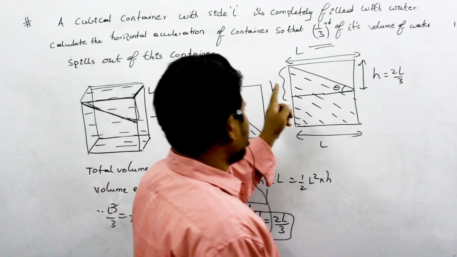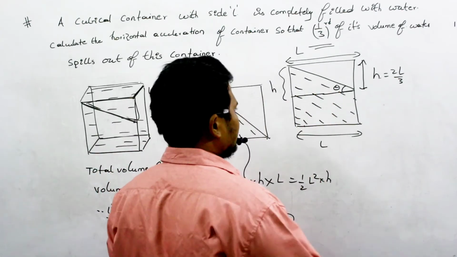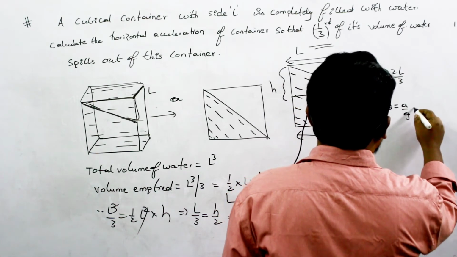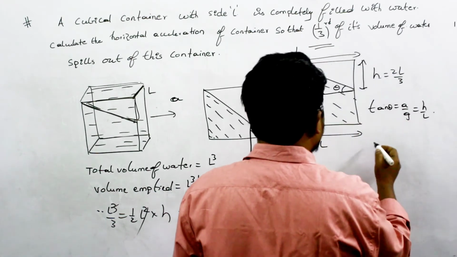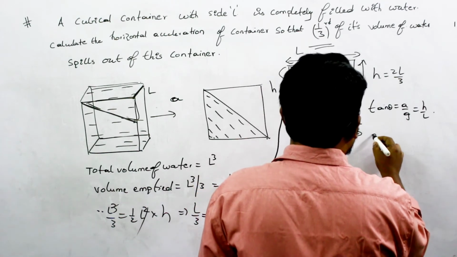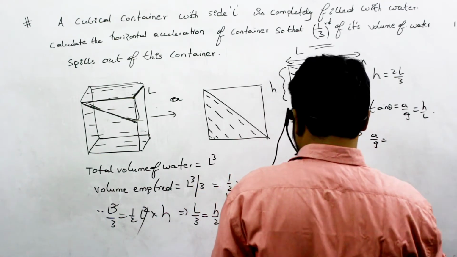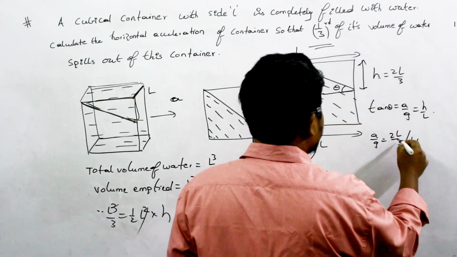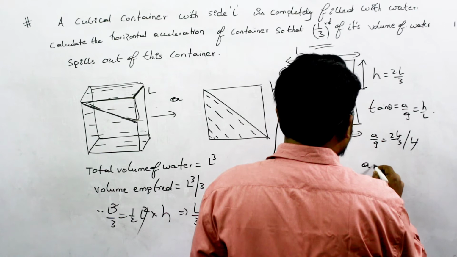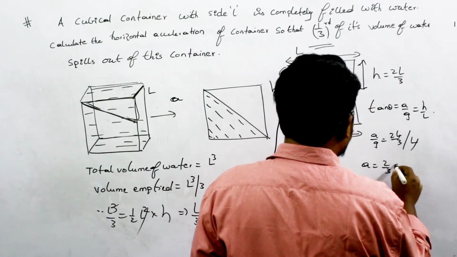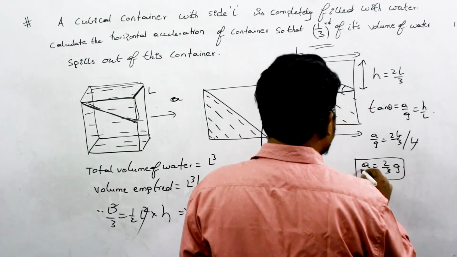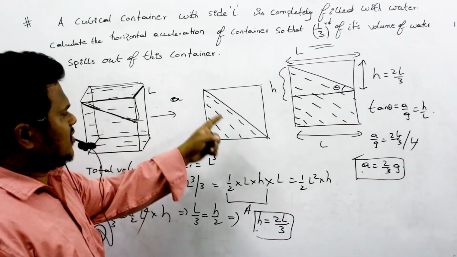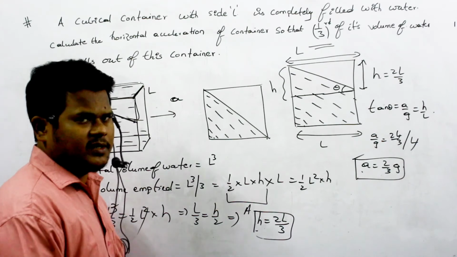Now once I can calculate the h value, very easily I can calculate theta, because tan theta is equal to A by G is equal to h by L. This we have already studied previously. So A by G is equal to h by L. What is the h value? 2L divided by 3, divided by L again. L and L get cancelled. So A is equal to 2/3 into G. So this is the acceleration with which this tank should be accelerated, such that 1/3 of this liquid is emptied.